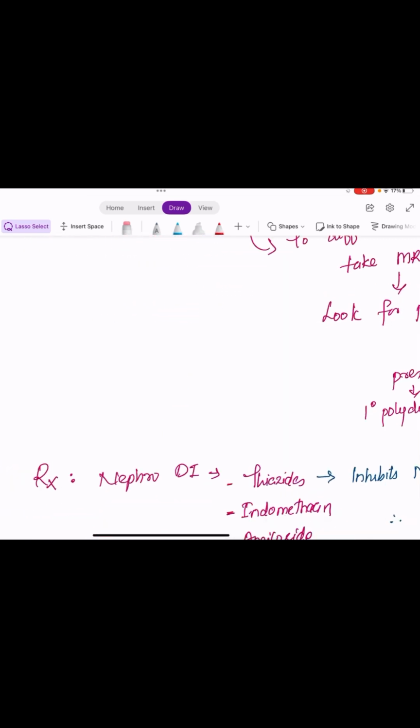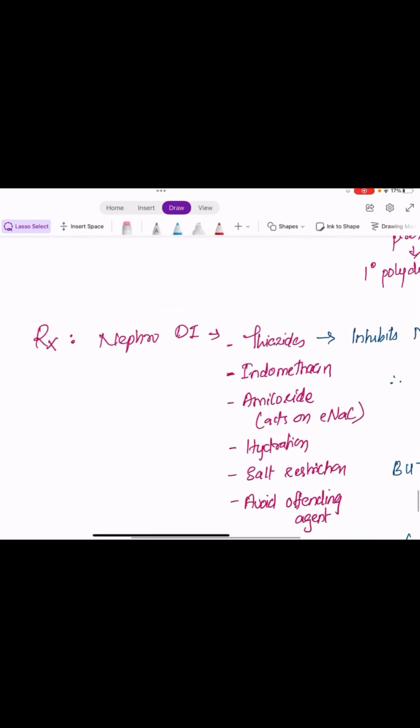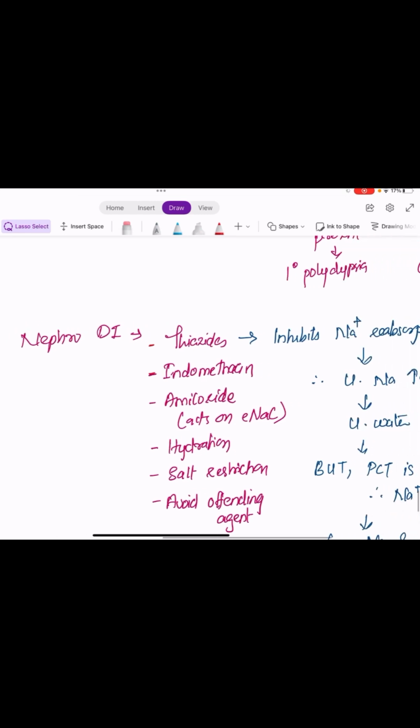Now let's get to the treatment options. For nephrogenic DI, we give thiazides, indomethacin, amiloride, hydration, salt restriction, and we ask the patient to avoid the offending agent. How do thiazides work?